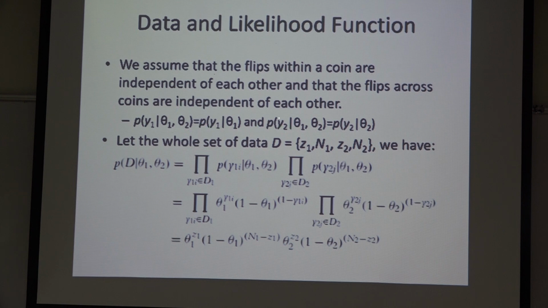And same thing: y2 means the outcome of the second coin. On condition of theta 1, theta 2, it has nothing to do with theta 1 anyway, so it will be the same as the probability of y2 given theta 2. This is obvious, because we have that independence assumption. Once we have that, we can have the whole set of data D. The whole set of data D equals Z1, N1, Z2, N2. Actually, it's not only Z1, N1, Z2, N2. It is actually something like this.